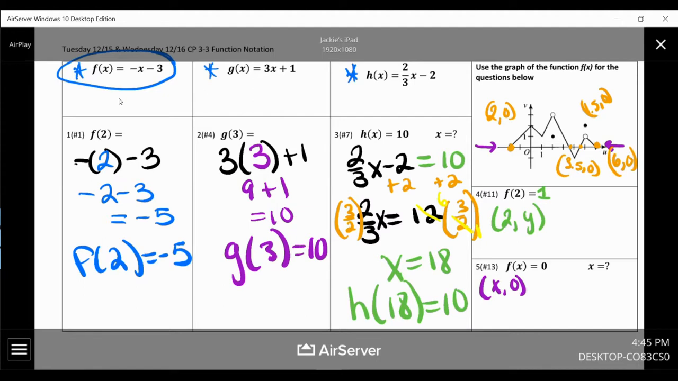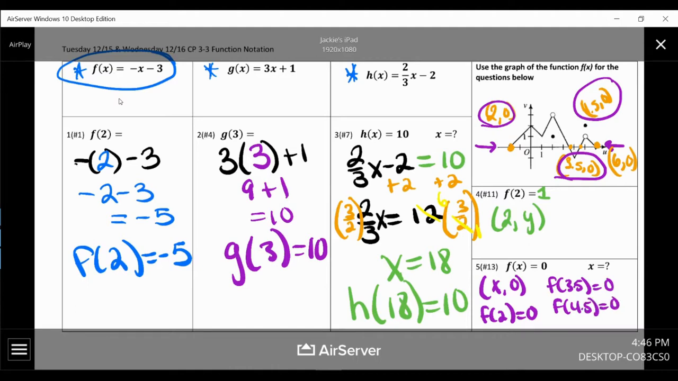So the possible options are f of 2 equals 0 because of that point 2, 0. F of 3.5 equals 0. F of 4.5 equals 0. And f of 6 equals 0. Okay, again, the value inside is the value for x. What the function is equal to, what f of x is equal to, that's the value for y. That's it for the Jamboard practice assignment on 3-3 function notation.